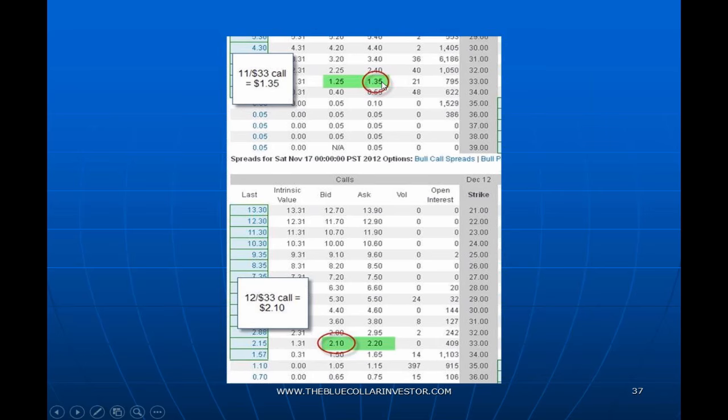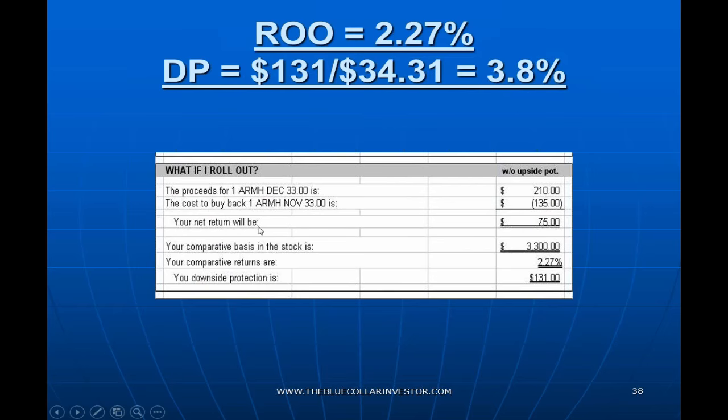Now, what if we sell the next month's same 33 call? Now we go back to the bid column and we would get $2.10. Should we do it? Well, let's feed it into the calculator, and the results tell us the following. We are guaranteed a 2.27% 1-month return as long as share value does not decline by more than 3.8%. In other words, the price of the stock does not decline from 34.31 to below 33 by expiration Friday. Now, if that's a trade that meets your goal, then it pays to roll the option.